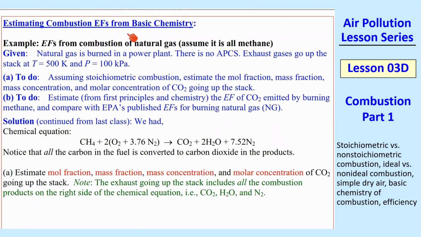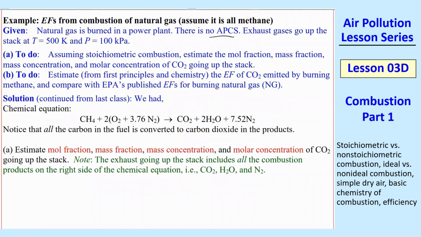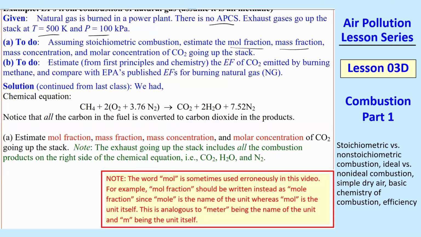Let's have another example here. We want to estimate the combustion EF, the emission factor, from this basic chemistry that we're doing. We have natural gas burned in a power plant with no APCS, and the exhaust gases go up the stack. I give you the temperature and the pressure, which we'll need later on. Assuming stoichiometric combustion, let's estimate a number of things here: the mole fraction, the mass concentration, and the molar concentration of CO2. So we're concerned about this global warming gas, CO2.